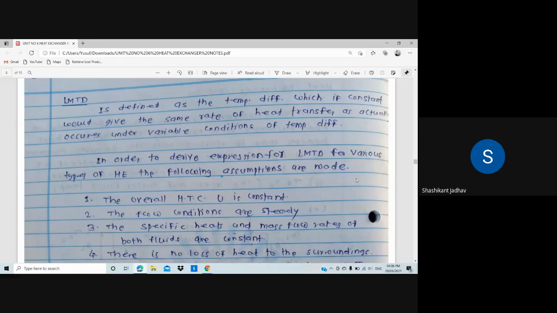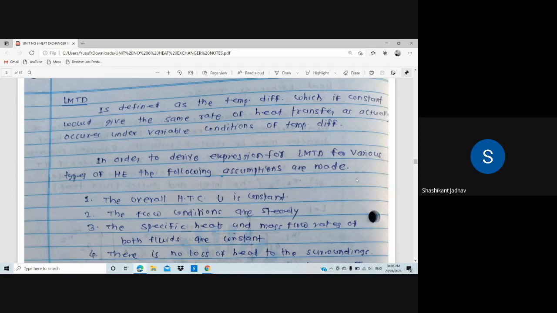Even if the temperature difference is variable throughout the process, at that time we have to use this temperature difference, and by using that we calculate the overall heat transfer, that is Q. So this LMTD means that throughout the heat exchanging process we consider the temperature difference to be the same even if there are variable conditions. At that time we use this temperature difference, and it is nothing but the log mean temperature difference.